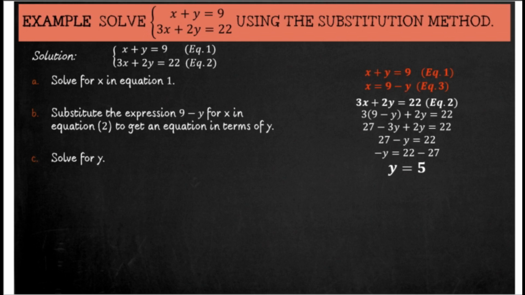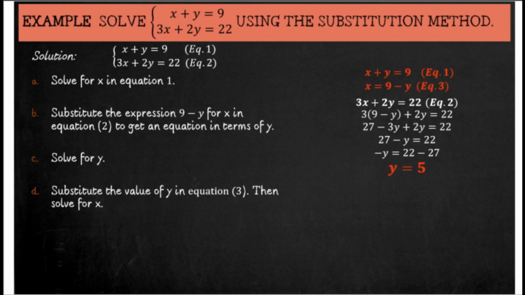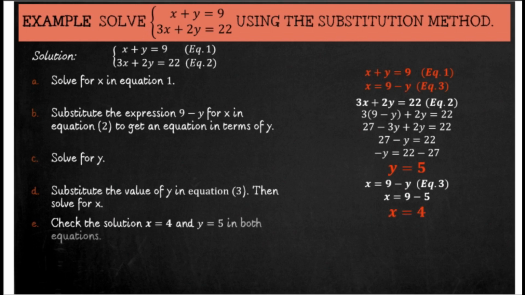Simplifying the equation gives us y equals 5. Next, substitute the value of y in equation 3, which is x equals 9 minus y. Then solve for x. x equals 9 minus y. Substitute 5 in place of y. We have x equals 9 minus 5. So the value of x is equal to 4.